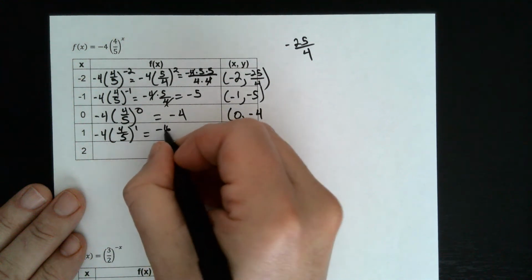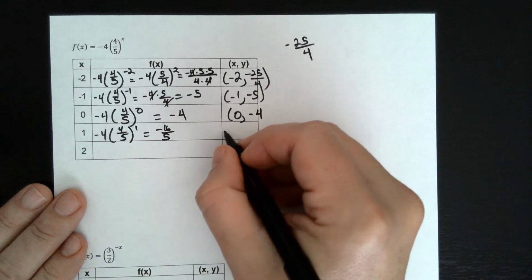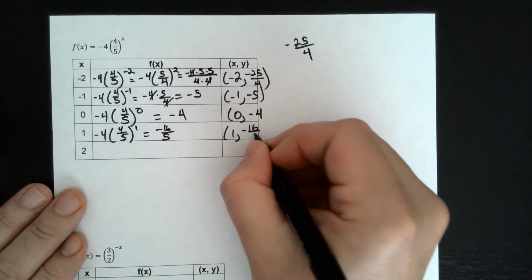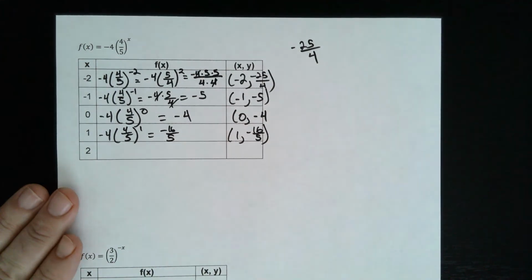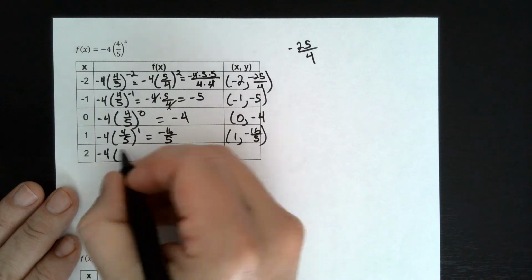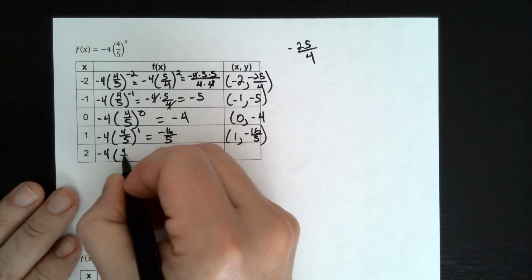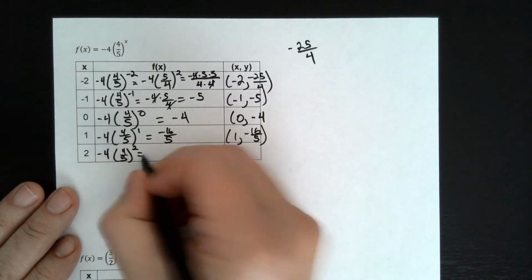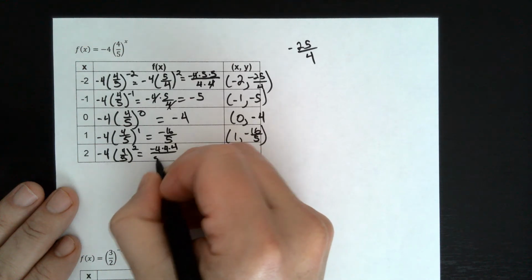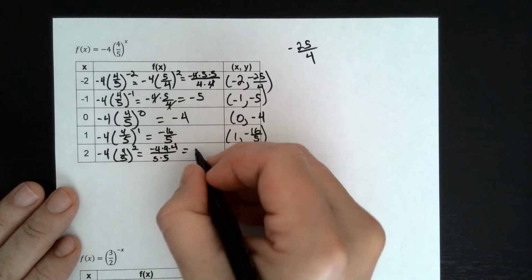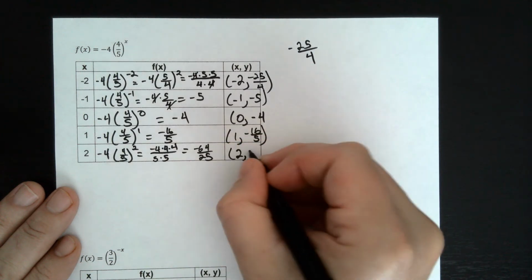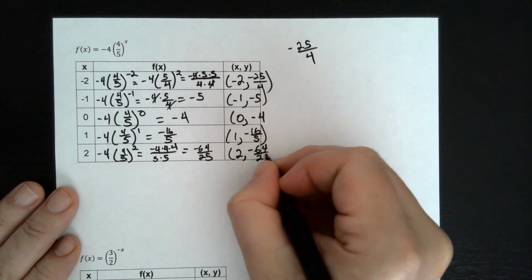Okay, 1: plug that in, -4 times 4/5 to the 1. That's going to be -16/5. So we get 1 comma -16/5, which is -3 and a fifth. And then the last one, we plug in a 2. So 4/5 to the 2 becomes -4 times 4 times 4 on top, and 5 times 5 on bottom, which becomes -64/25. So we get 2 and then -64/25.